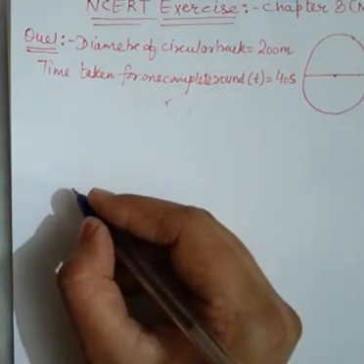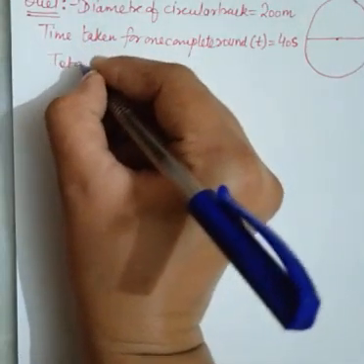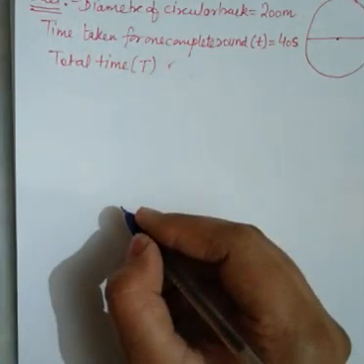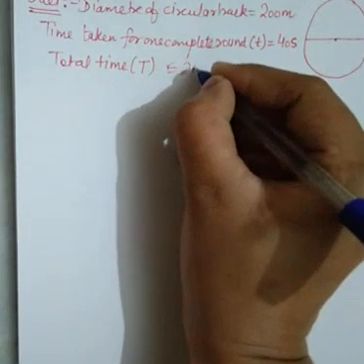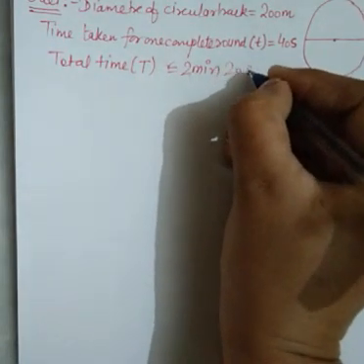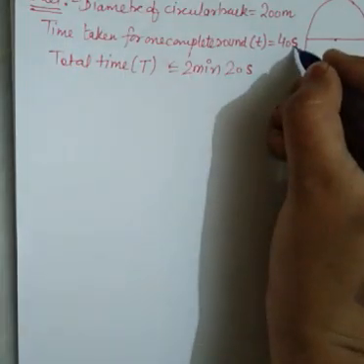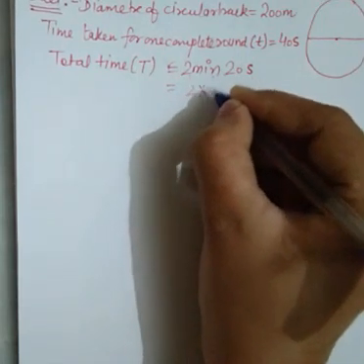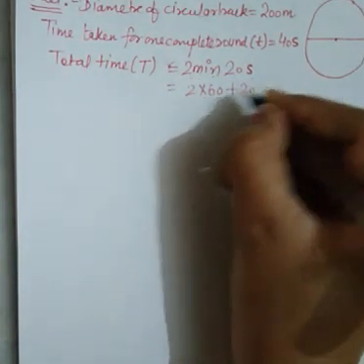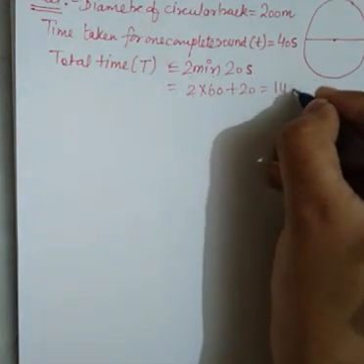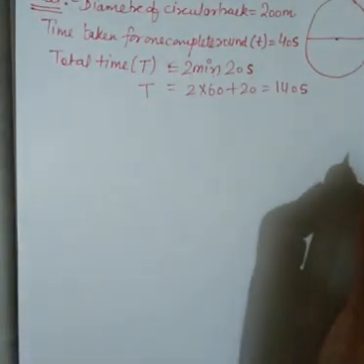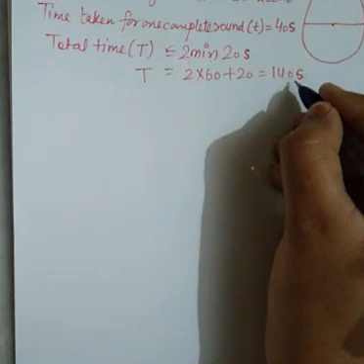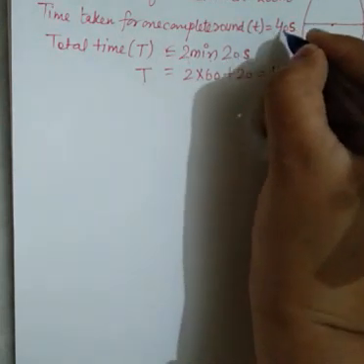What will be the distance and displacement at the end of the total time? Total time is given to us. I am representing it by the symbol capital T, that is 2 minutes and 20 seconds. It is in minutes and seconds, so firstly I must convert into seconds. 2 into 60 plus 20, that is 120 plus 20, that is 140 seconds. So total time is 140 seconds.